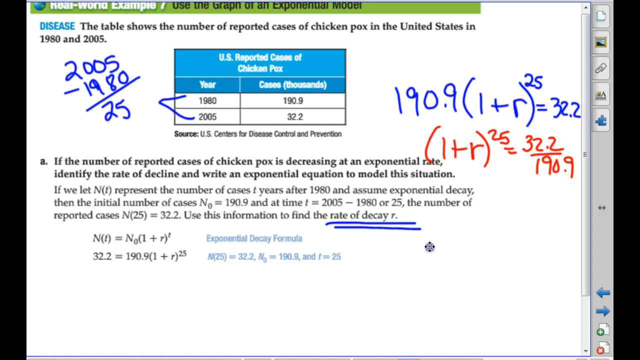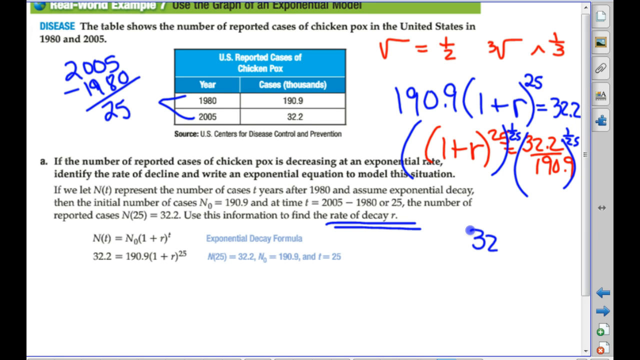Now, if that was squared, we'd square root. If it was cubed, we'd cube root. And it is possible on your calculator to do a 25th root. But does anybody remember the easier way, instead of going to that 25th root, what power is a square root? A square root is really a 1/2 power. Remember this? A cube root is really a power of 1/3. So we want to do both sides to the 1/25th power. Would that cancel out that 25 up there? Okay, so we're going to do both sides to the 1/25 power.